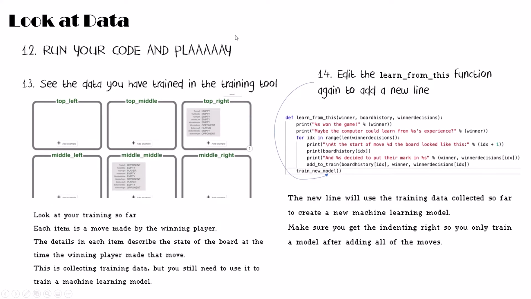After updating it, we can run the code and play. Just play a little bit, play some games, and then we can check the data which are stored in the machine learning for kids website. We can train the data, add more, and then we can edit "learn from this." So train new model. So after each playing, it's gonna train again and again, so every data in the game is gonna be trained.